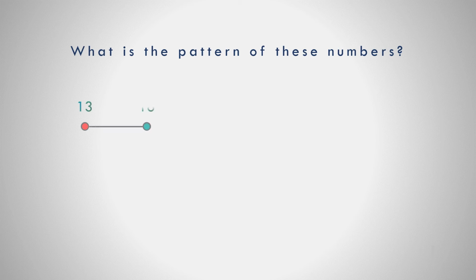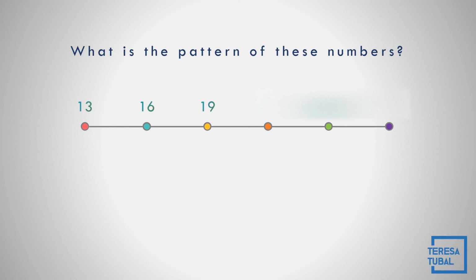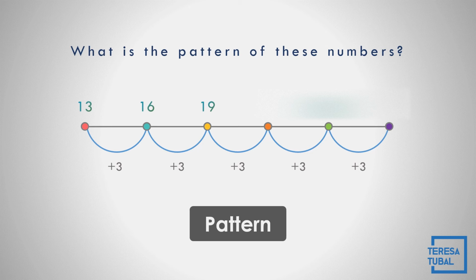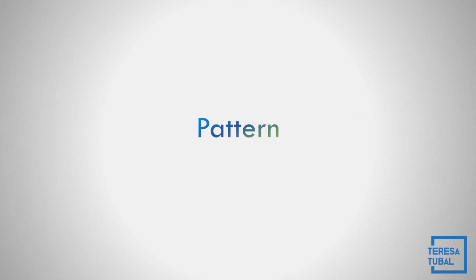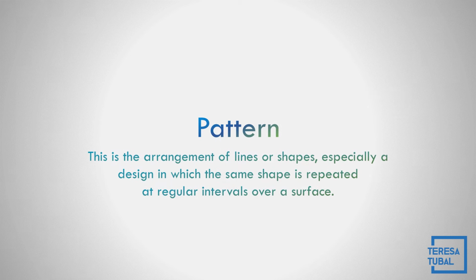How about numbers? What is the pattern of these numbers? 13, 16, 19, 21, 24, and 27. As you can see, the pattern of all of the numbers is 3. And what is pattern? This is the arrangement of lines or shapes, especially a design in which the same shape is repeated at regular intervals over a surface.